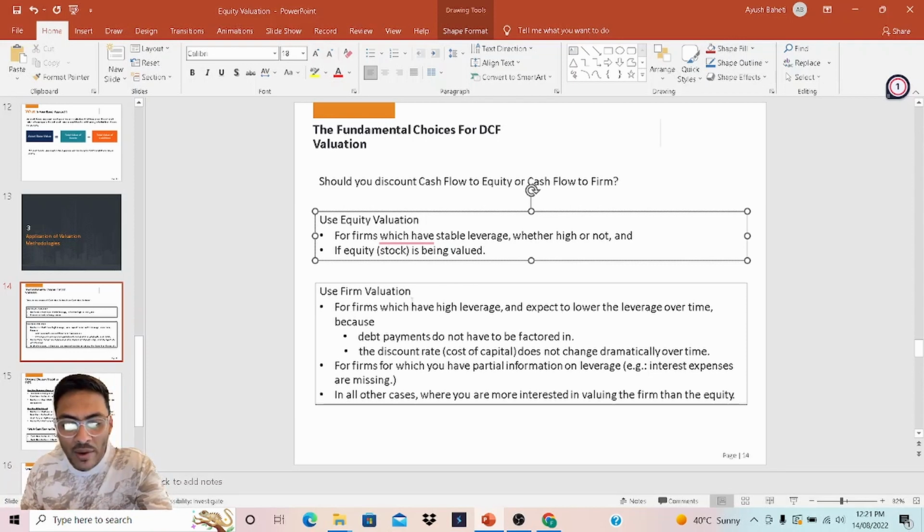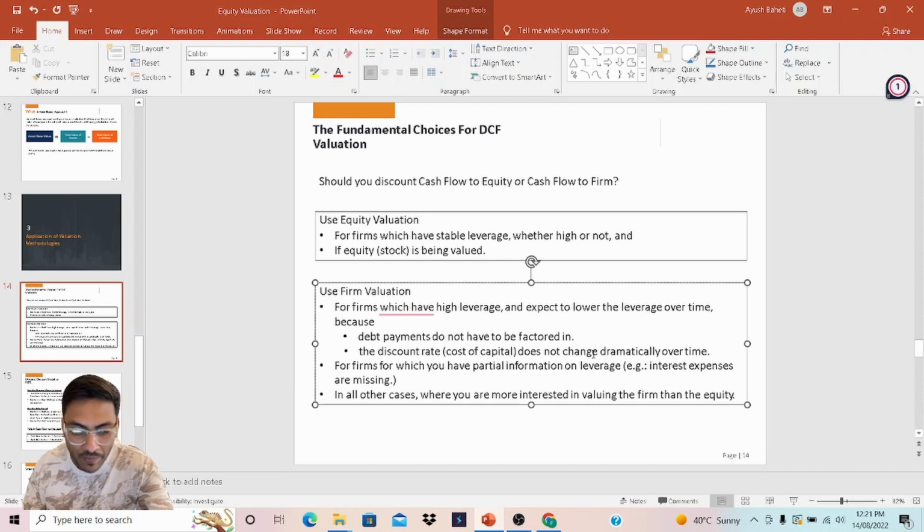So use firm valuation for firms which have high leverage and are expected to lower the leverage over time, because debt payments do not have to be factored in. The discount rate, the cost of capital, does not change dramatically over time. Also use it for firms for which you have partial information on leverage, where interest expenses are missing, and in all the cases where you are more interested in valuing the firm than the equity.